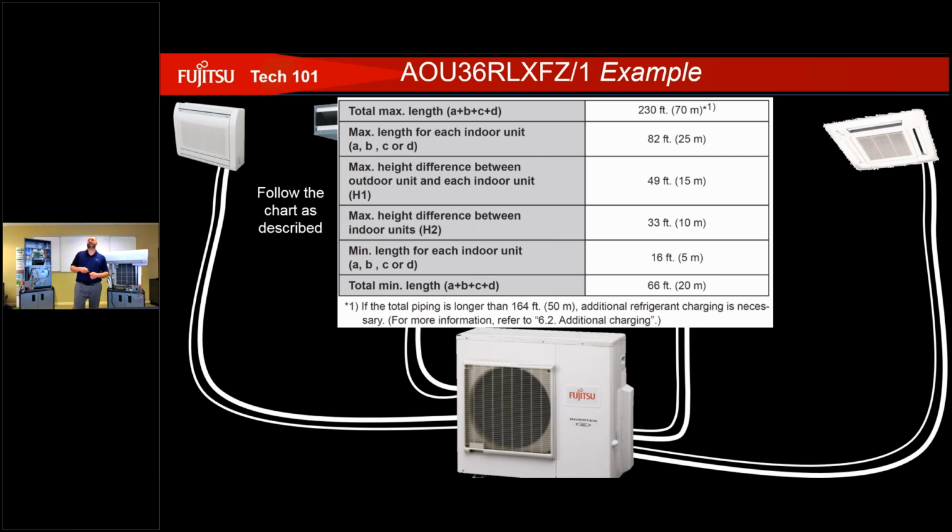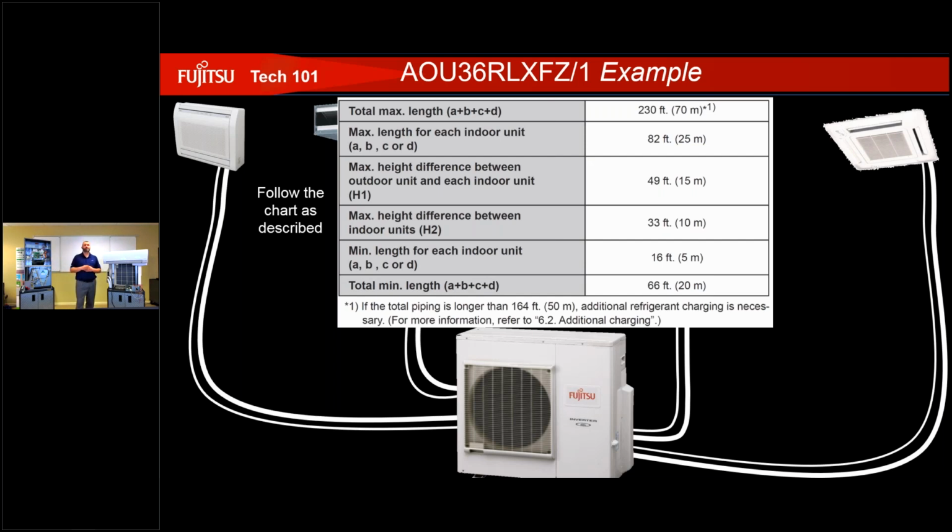Normally, I would have you take out your Fujitsu full line brochures and do this in person, but we don't have the ability to do that. So, I'm going to go over it right here with what we're saying. With the 36 RLX FZ and FZ1, we're looking at a total line set max of 230. That is an accumulation of up to 4 indoor units. So we can't go past 230 for all 4.